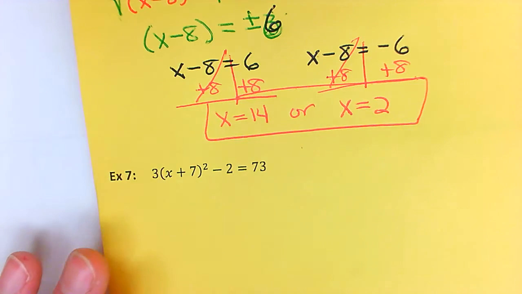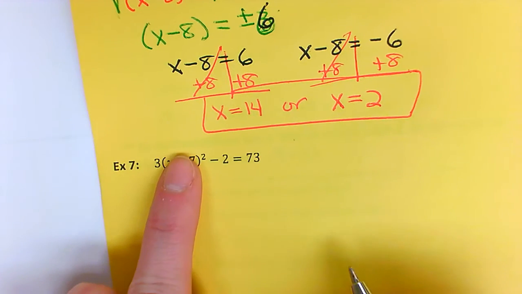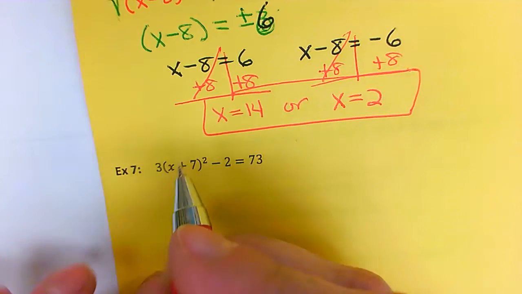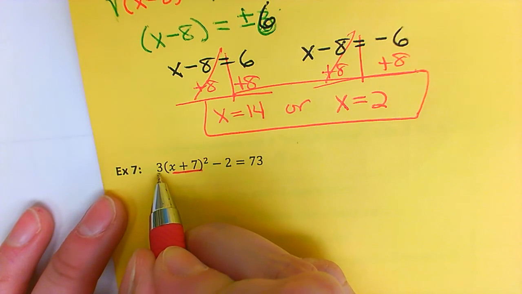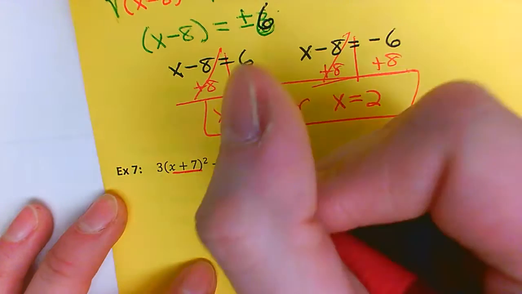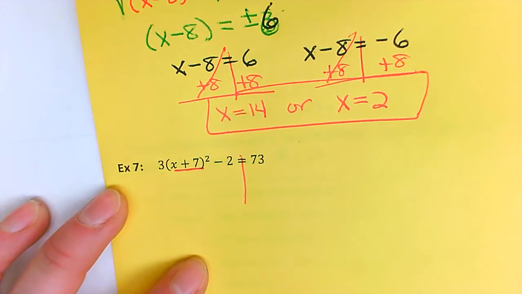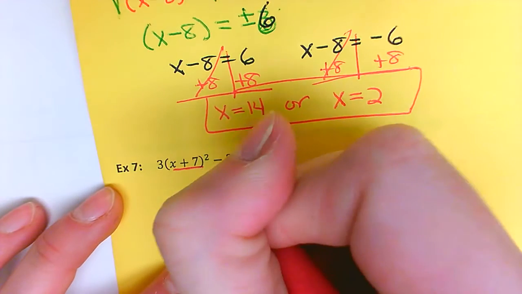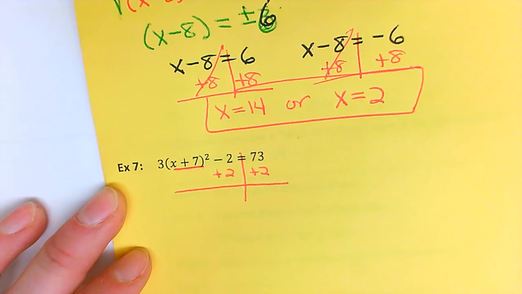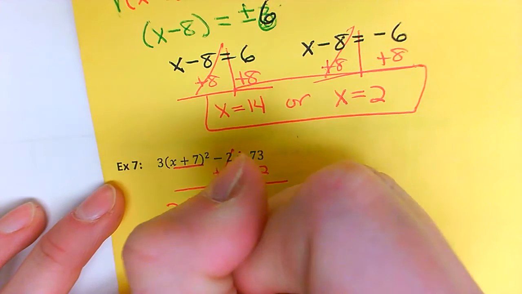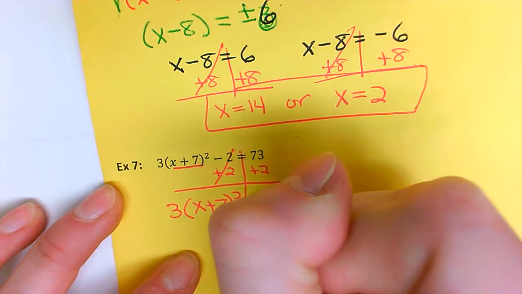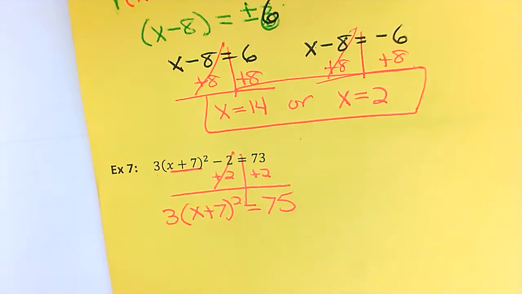This problem has a little bit more going on, but think of it as this thing being the variable. So this is you this time. So that makes the 3 attached to your hip. That's the boyfriend, girlfriend. The one that's not attached is your friend. So the first thing we need to do is get rid of your friend. It's a negative 2, so we've got to add 2 to each side of that equal sign. It cancels out on the left and gives you 3 times x plus 7 squared is equal to 75.